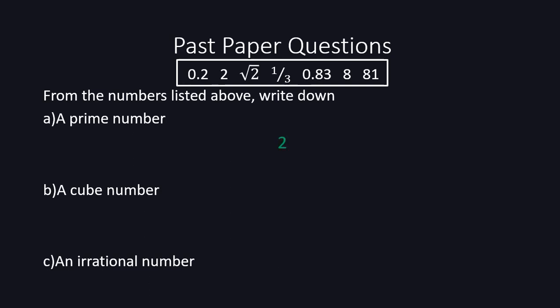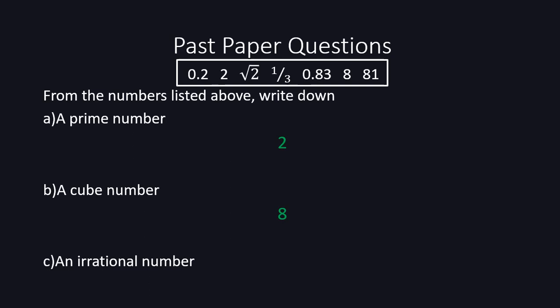To write down a cube number from this list, again I'm going to be looking just at the integers, which are 2, 8 and 81. 2 is a prime number and therefore cannot be a cube number. So I'm just left with two options, 8 or 81. 81 cannot be expressed in the form x cubed, where x is an integer, whereas 8 can be expressed in the form 2 cubed, where 2 is an integer, and therefore the answer to this question would be 8.